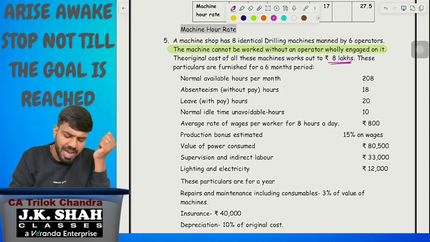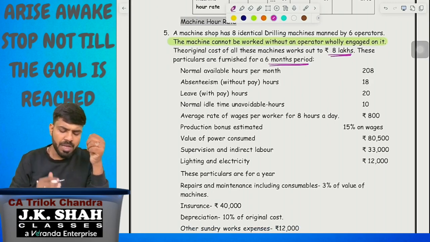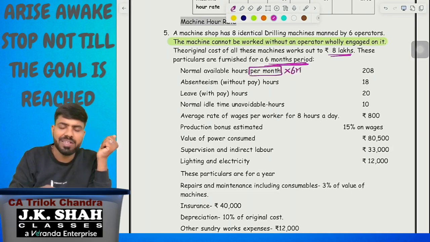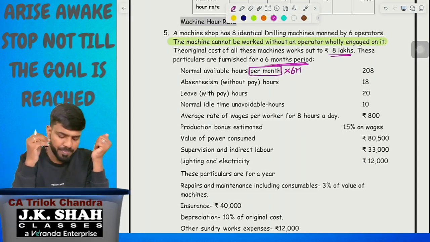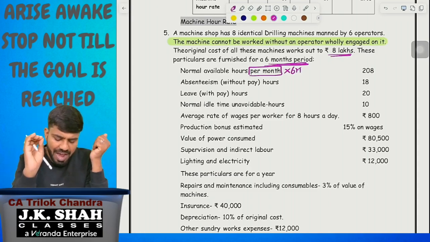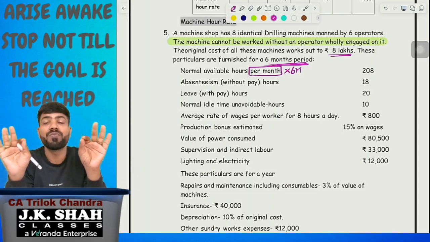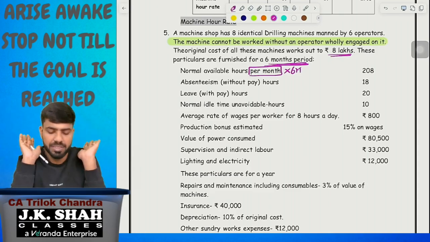These particulars are furnished for a 6 months period. This below information is for 6 months time. Look at this. Normal available hours per month. See, they mention 6 months time generally, but specifically they mention per month. We will multiply with the 6 months, and we'll get the 6 months hours. Normal available hours per month is 208. Normally total available time for working is 208 hours.